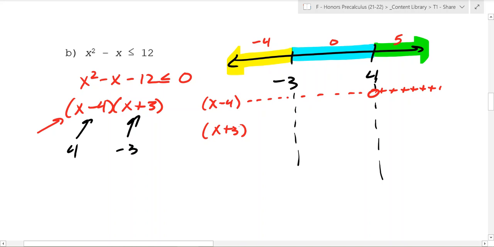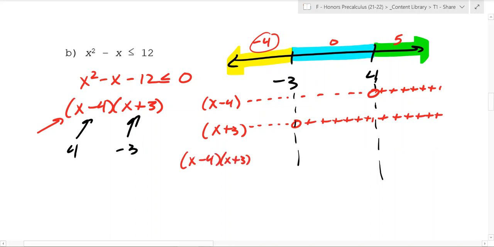What about x plus 3? Well, if you plug in -4 into x plus 3, it will be negative, and then it'll be 0. And you plug in 0 into x plus 3, it'll be positive going across. Plug in 5 into x plus 3, it'll stay positive. But now you look at the product of those two things, looking down here. So what's the product of a negative and a negative? That's going to be a positive.